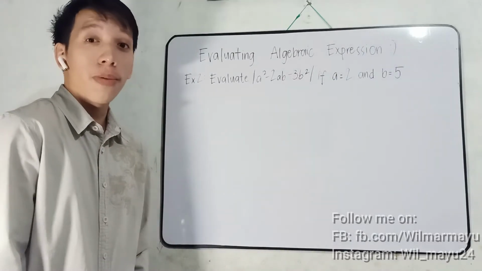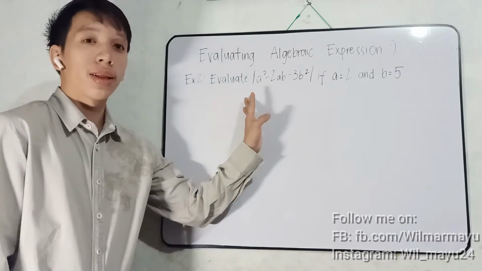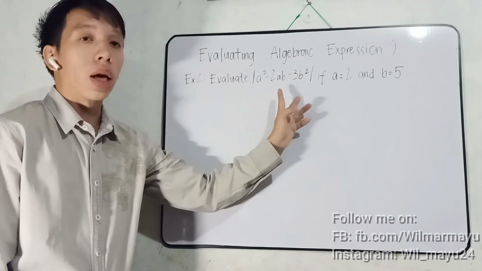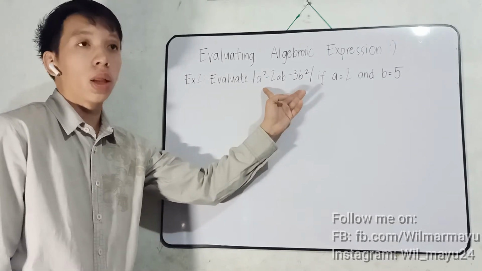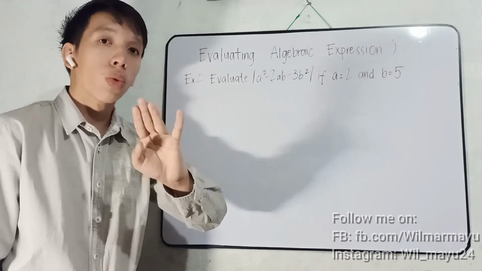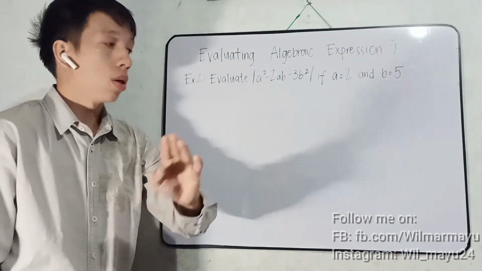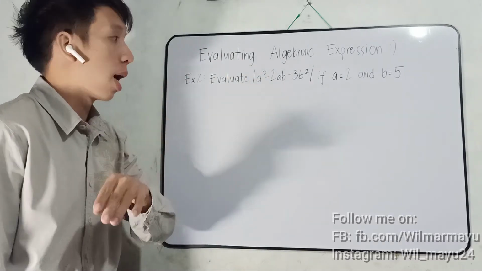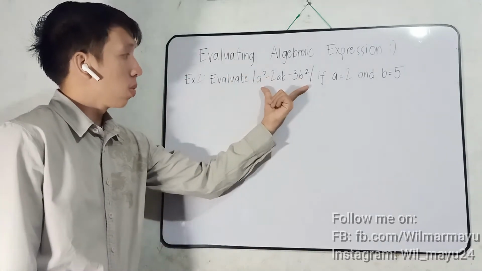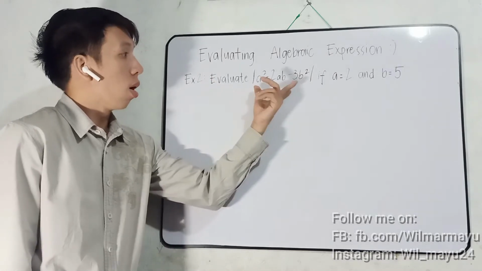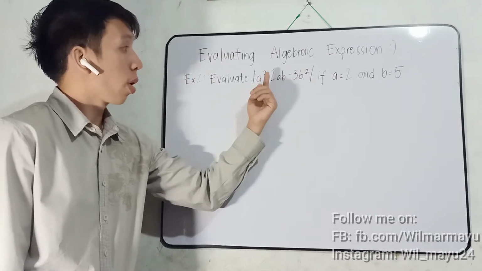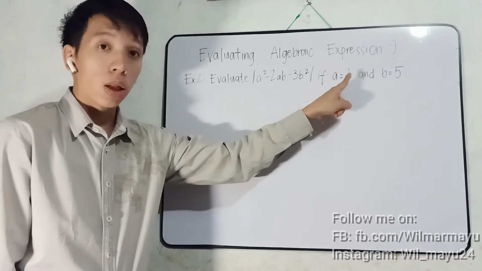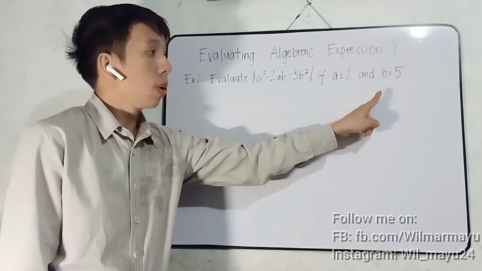And for our second example, evaluate the absolute value. We all know that these two vertical lines are called an absolute value. And when we say absolute value, walang negative ang nasa loob ng absolute value. Okay? Mamaya makikita natin yan. So, on this one, we will evaluate the absolute value of a squared minus 2ab minus 3b squared, if a is equal to 2 and b is equal to 5.